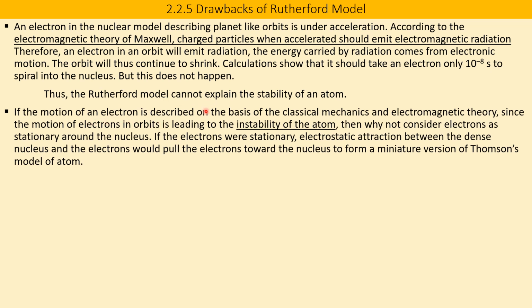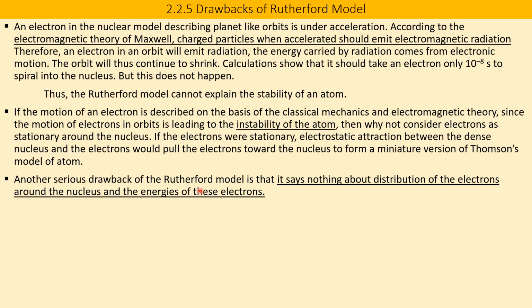If the motion of the electron is described on the basis of classical mechanics and electromagnetic theory, since the motion of electrons in the orbit is leading to instability of the atom, then why not consider the electron as stationary around the nucleus? If the electrons were stationary, the electrostatic attraction between the dense nucleus and electrons would pull the electrons toward the nucleus, forming a miniature version of Thomson's model of an atom. Another serious setback of the Rutherford model is that it says nothing about the distribution of the electrons around the nucleus and the energy of the electrons.